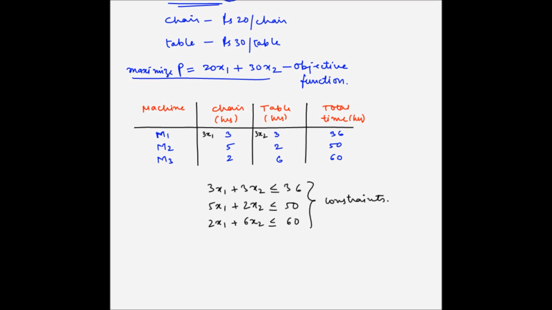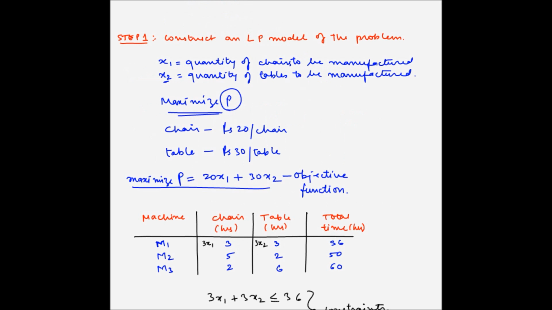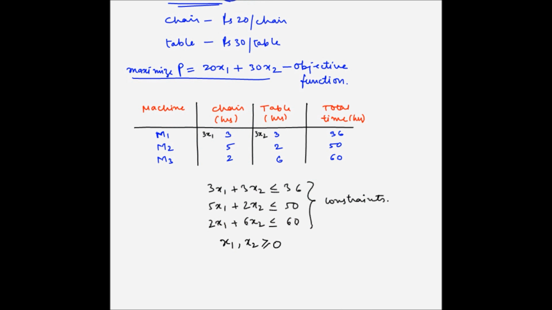And in addition to this, the additional constraint is that x1 and x2 should be greater than or equal to 0. So we have the objective function here as well as the constraints. So this is the LP model that we want to solve using the simplex method.